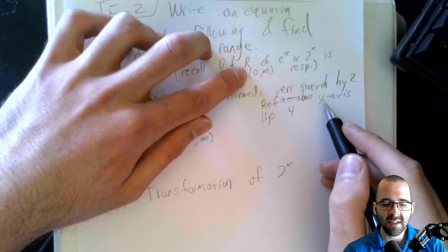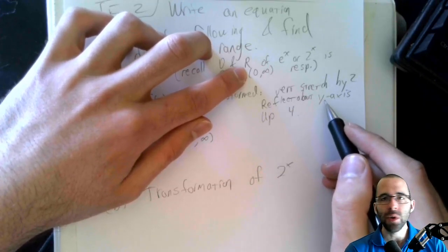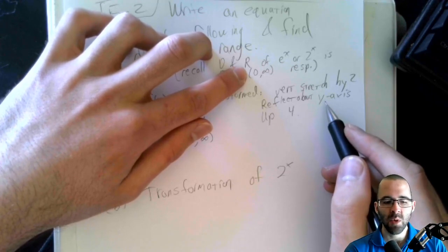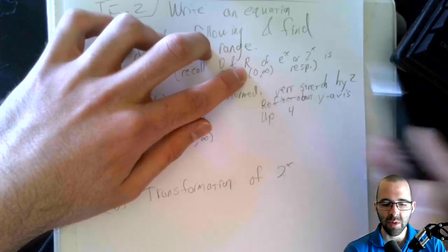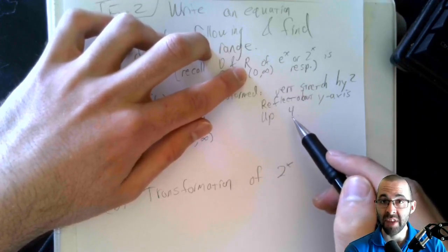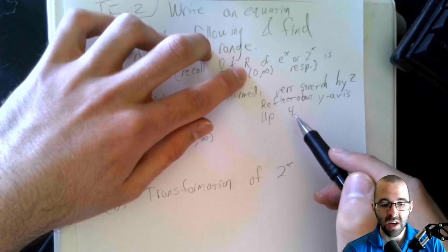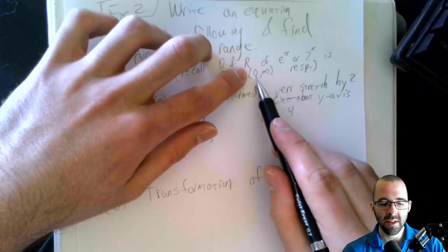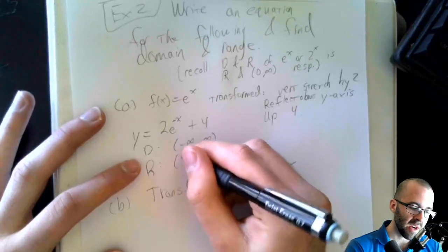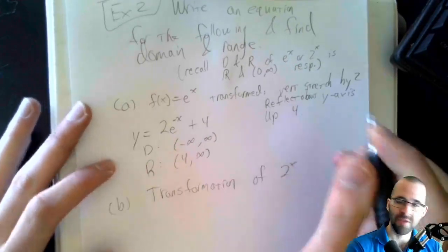Reflect about the y-axis, that's a horizontal change. Horizontal changes do not affect y values. Does not affect the range. Up 4, that is a vertical change. Up 4 affects the y's. Let's move all this up 4. Range is 4 to infinity.